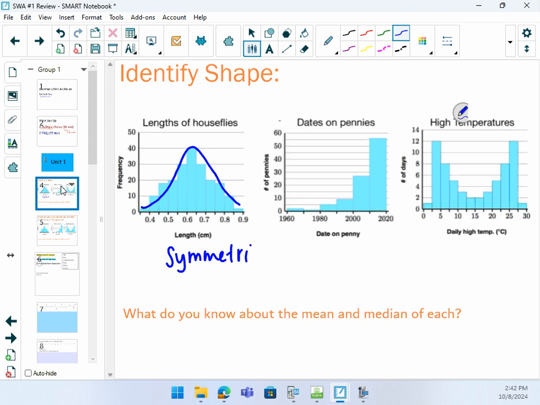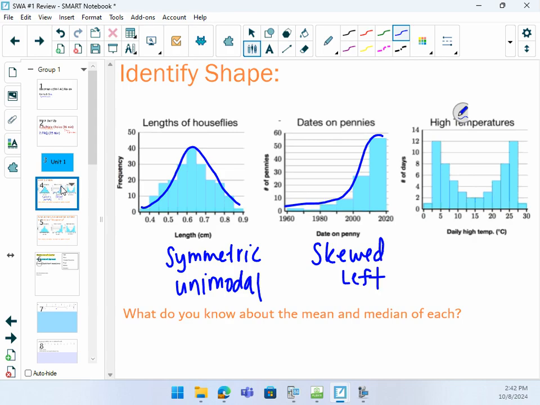Symmetric. You could have also said it was unimodal as one thing. This one, it kind of tapers off over here to the left. This one would be skewed left. And this one right here has got two peaks. I would say that this one also is symmetric because I could fold it in half, and that would look fine right here.